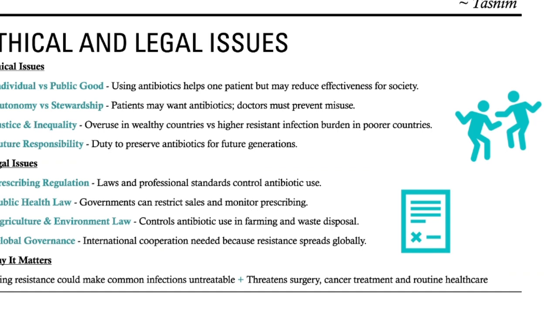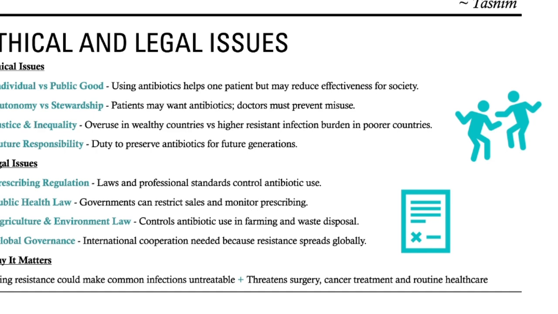Hi everyone, I'm Tasnim and I'm just going to be going over the ethical and legal issues that come with antibiotic resistance. So just to briefly recap, antibiotic resistance is when bacteria evolve so antibiotics stop working, and this creates major ethical and legal challenges. One important ethical issue is the conflict between the individual and the public good, sometimes called the tragedy of the commons. Giving antibiotics may help one patient now, but overuse contributes to antimicrobial resistance, otherwise known as AMR, which harms society in the future. This also links to antimicrobial stewardship, as mentioned earlier, which means using antibiotics responsibly to preserve them.